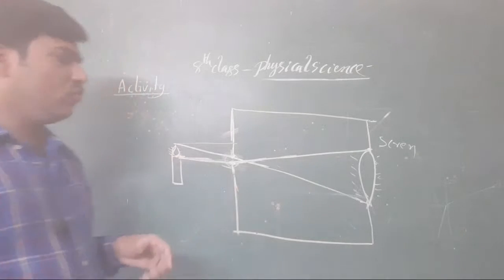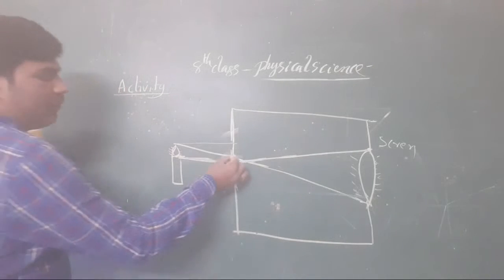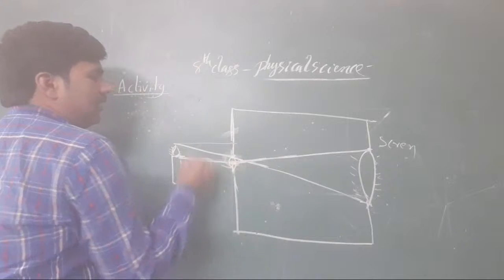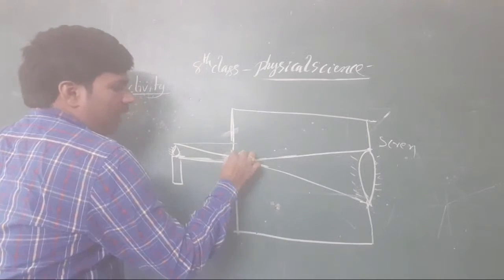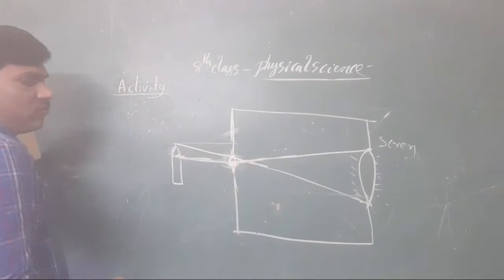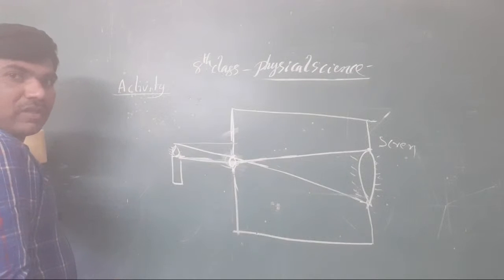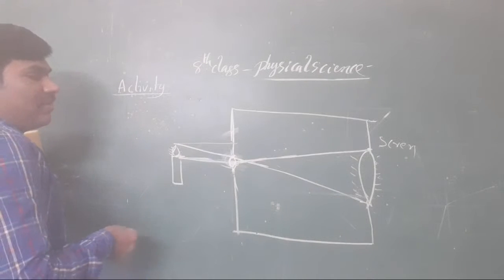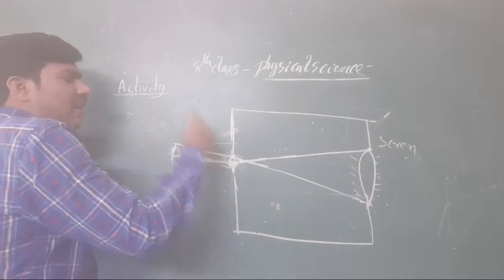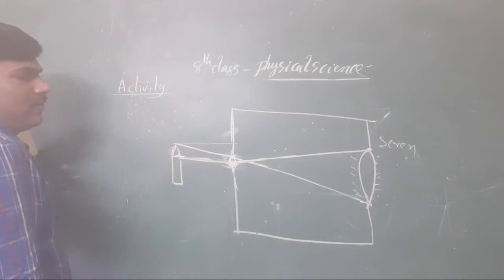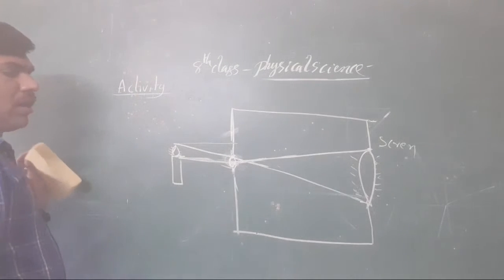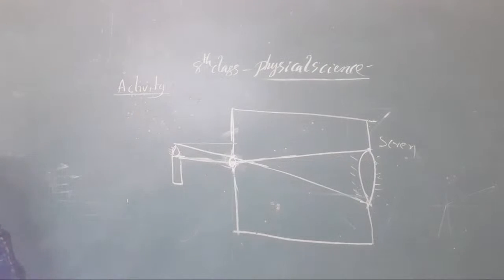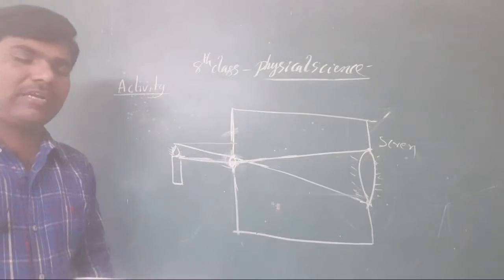Here we use a pinhole camera. It contains a small hole, and a camera also contains a lens. Is that clear? In the camera, what will be there? Lenses are there. Through the lenses, the light rays enter. In our textbook there are some questions about these activities.